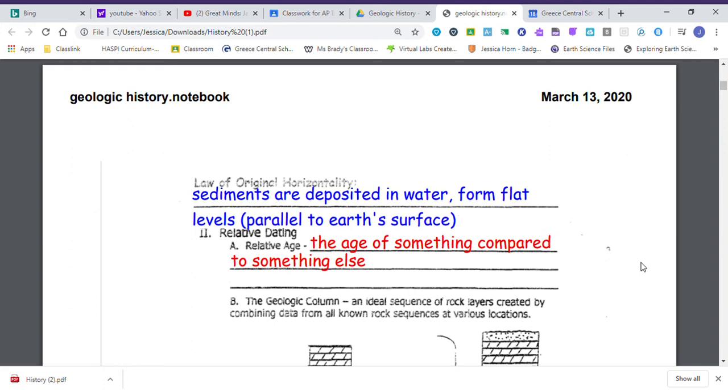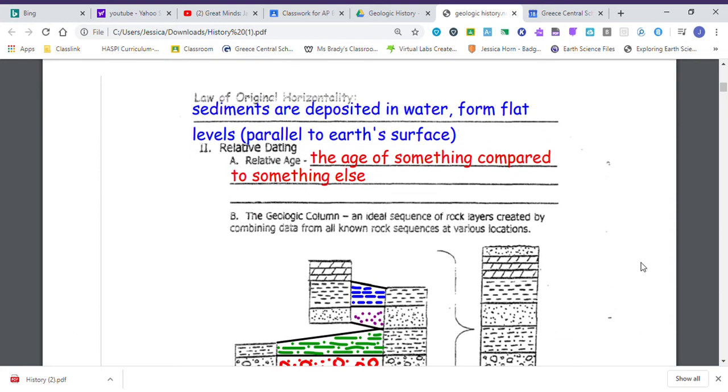So when we think of the layers, which layer is the oldest? Which layer is the youngest? Well, by looking at the layers, we can figure out their age. We can figure out their relative age. And a relative age means how old is it compared to something else? So when we relatively age something, we're not giving it a definite number. We don't know exactly how old it is, but we might know that it's older than something else.